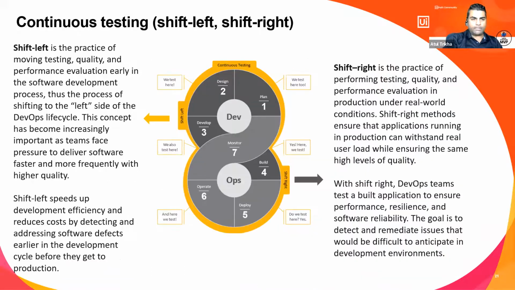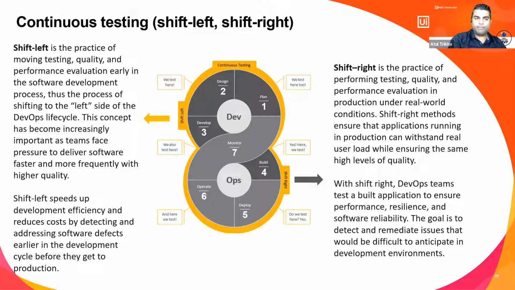And if you look at the next diagram, we are talking about continuous testing. It follows both the shift left, which means the proactive approach, as well as the shift right approach. But what is shift left and shift right? We talked briefly about the shift left approach, where we should start testing as soon as possible. So shift left is the practice of moving testing, quality, and performance evaluation early in the software development process. Thus, the process of shifting to the left side of the DevOps cycle.